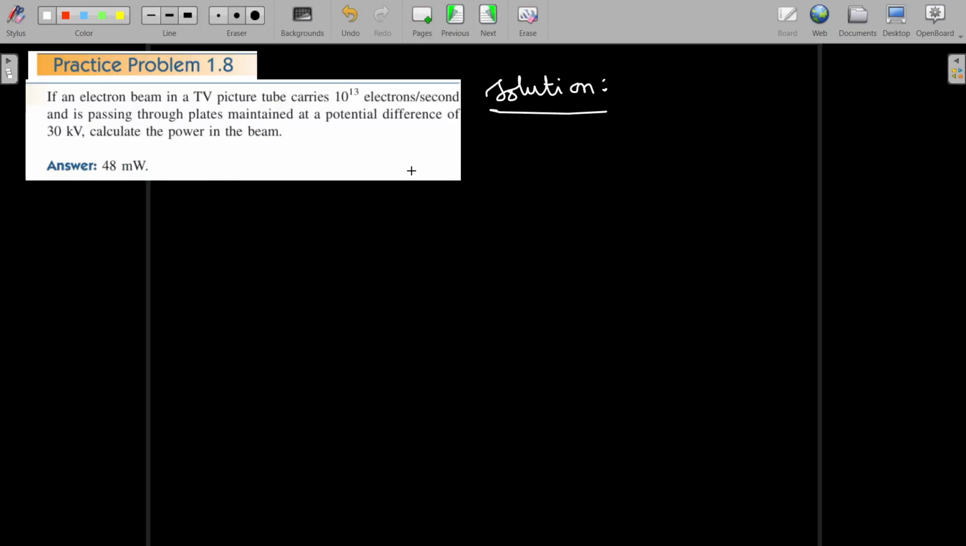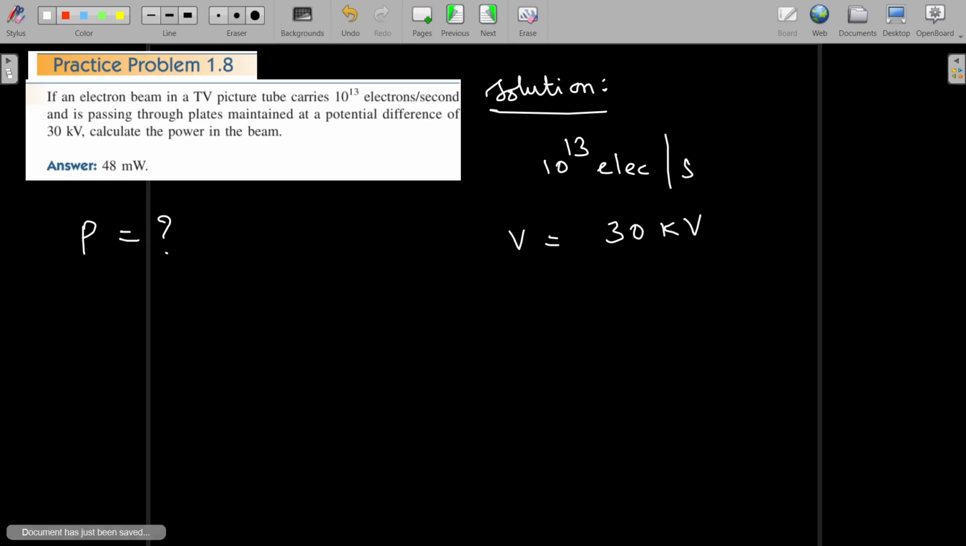So for this we have to look at what are all the data given. It is given as 10 power 13 electrons per second. And another thing is the plates are maintained at a potential difference of 30 kilovolts. So it is voltage, right? Potential difference, so it is 30 kilovolts. What is asked? We are asked to calculate the power. We know the formula, right? For power, P is equal to VI, V into I. We know that this V value is directly given, 30 kilovolts.